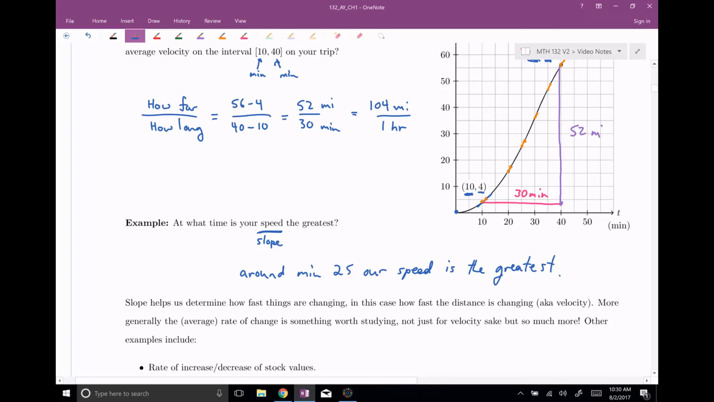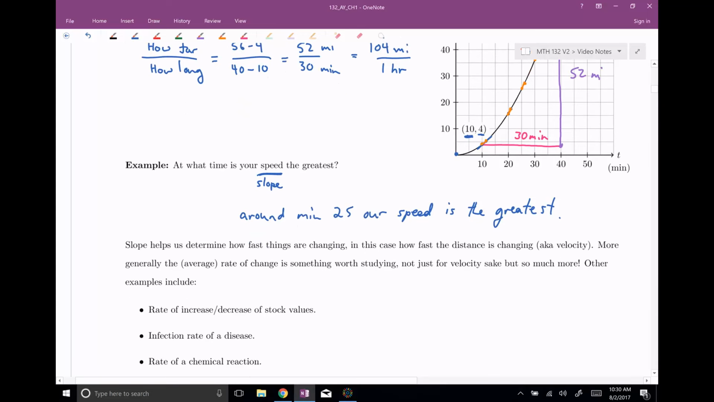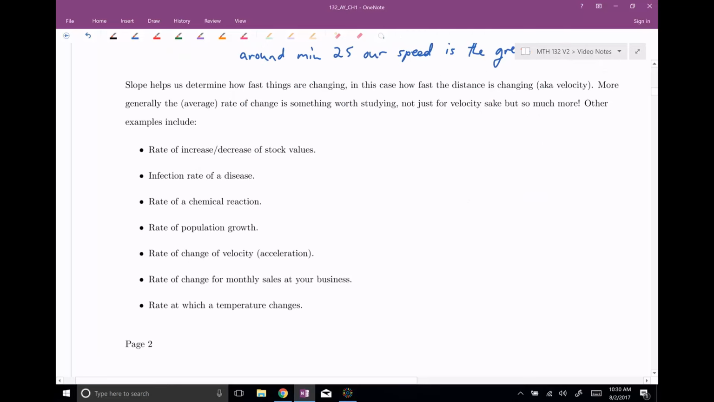Okay, so we see that actually slope gives us something useful. And the claim is that it gives us a lot more than just velocity, right? It'll give us, in general, for these average rate of change problems, which is really what I did here, not just velocity, but so much else, right? We are very interested in how quantities are changing. So for instance, stock values. Is the stock increasing or decreasing in value? Infection rate for disease. Is that going up or is that going down? Chemical reactions, if you're in chemistry, population growth in biology, the rate of change of velocity itself, right? How is velocity changing? That's going to give you something about acceleration.